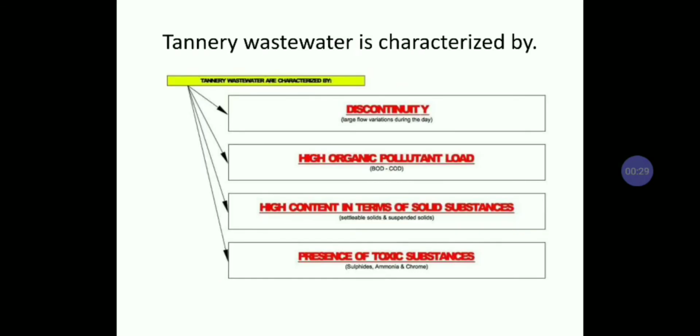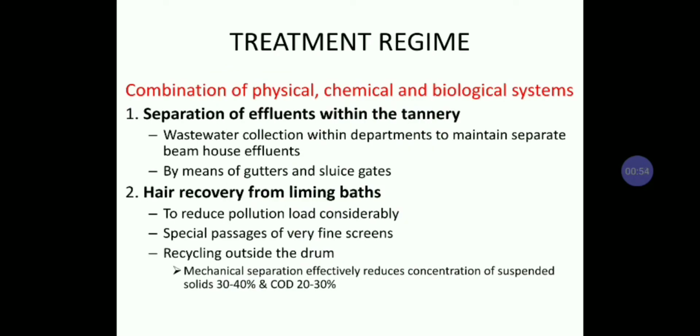Tannery wastewater is characterized mainly by discontinuity, that means large flow variation during the day, and a high organic pollutant load, that means high BOD and COD, and high content of solid substances. It has a high amount of settled solids and suspended solids, and the presence of toxic substances like sulfides, ammonia, and chromium. Now we can talk about the treatment regime.